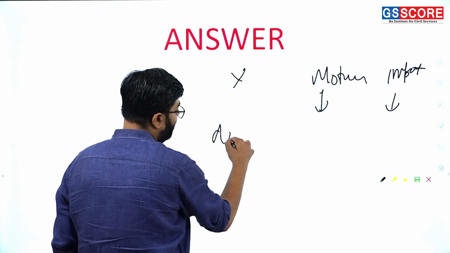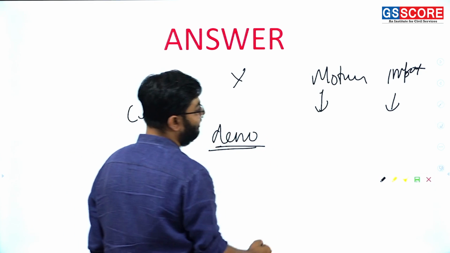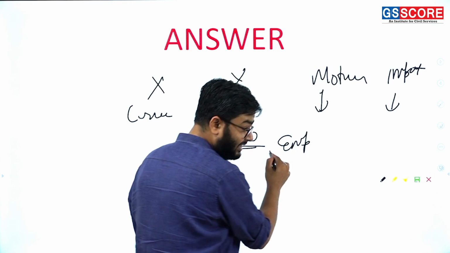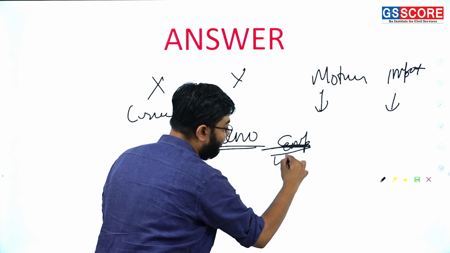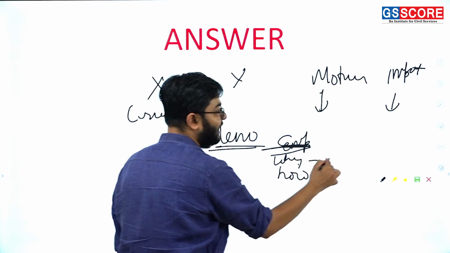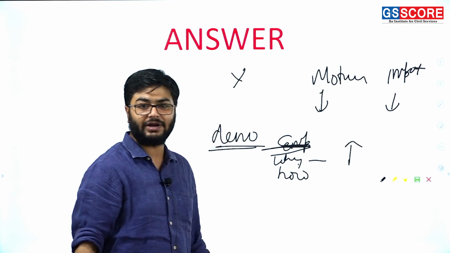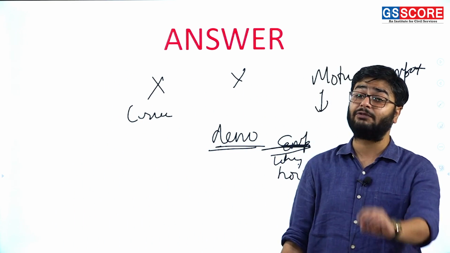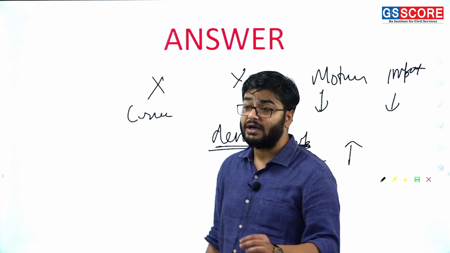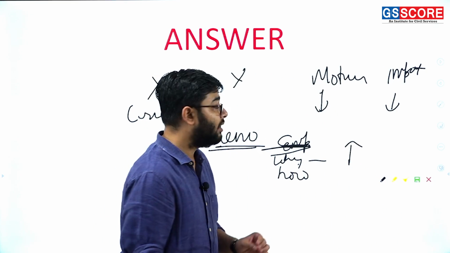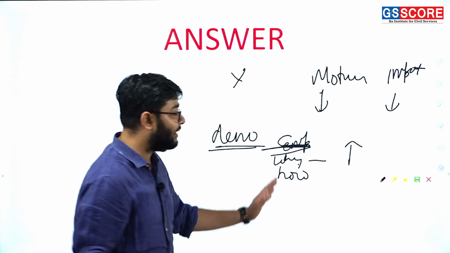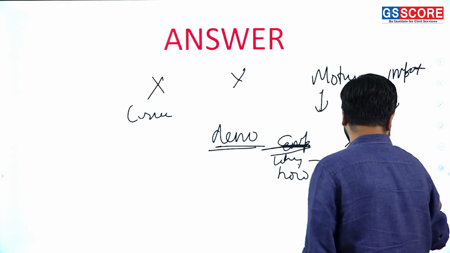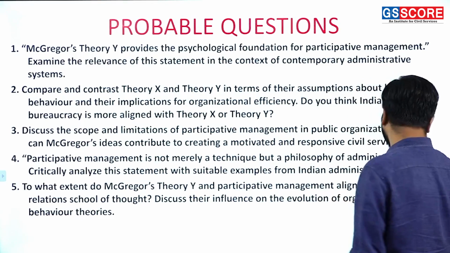Similarly in Y, the democratic, so people will feel empowered. This is the reason, the why factor, how factor, and it will lead to a positive motivation. So this is how we'll have to contextualize. It would be great if you can give certain examples to cement your point. So this is how we are going to construct the answer.